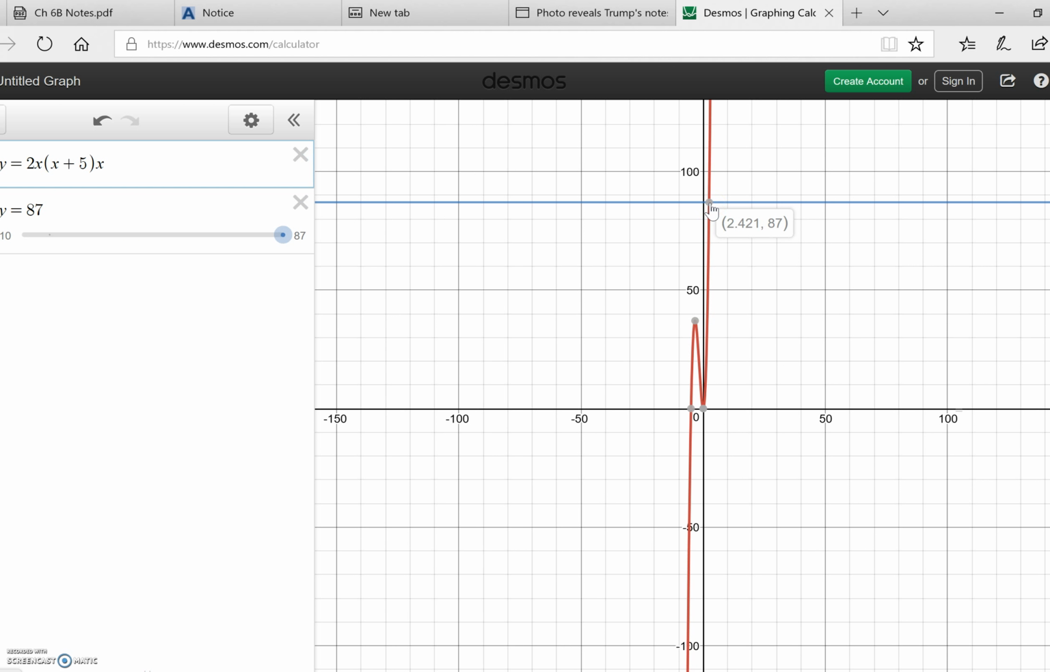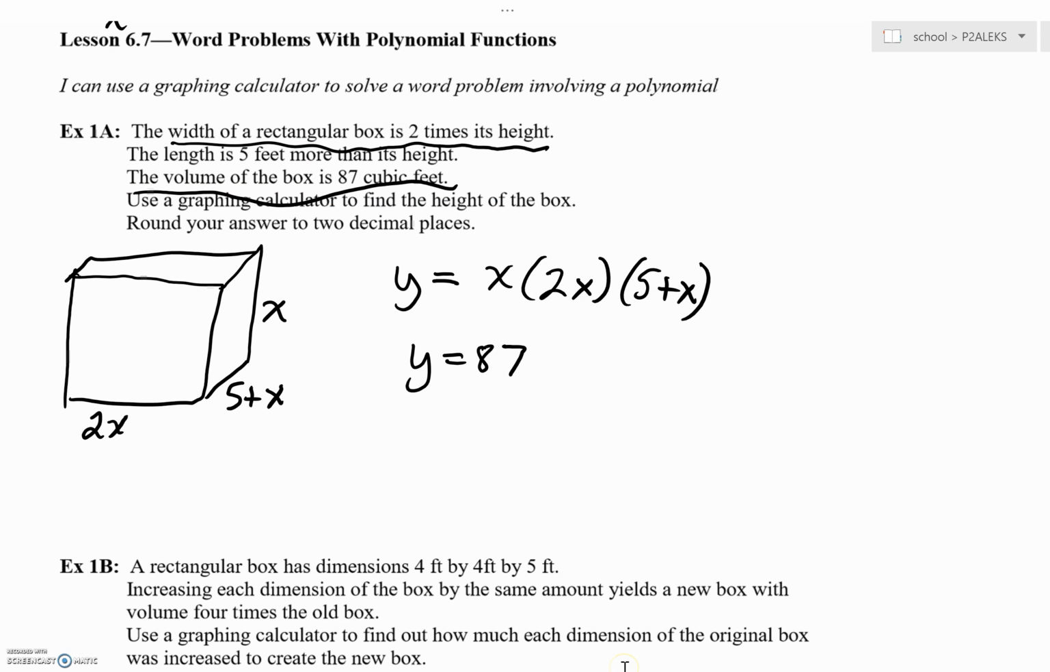2.42 is your x value. Your x value is your height. You notice that the y value is 87. Of course, that's your volume. But you just want to write down x equals 2.42. And that is your height. That's what you're trying to find. X equals 2.42 feet.